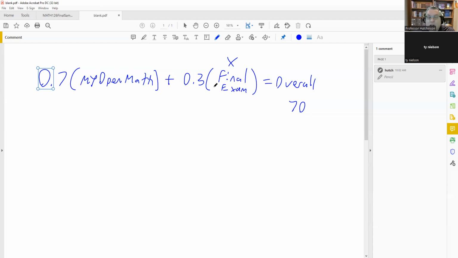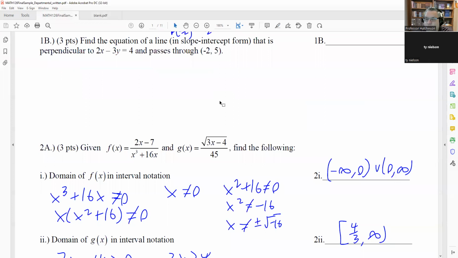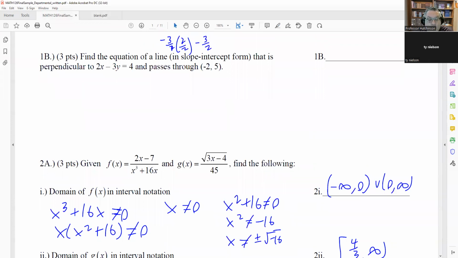So I just wanted to talk about that a little bit, and that gives you an idea of how you would calculate what your overall grade is going to be in the class. If you have any questions on this, of course, email me as usual. So with that, let's go back to the review now. We're continuing with version B all the way through. You want to make sure you know how to do both versions on here.